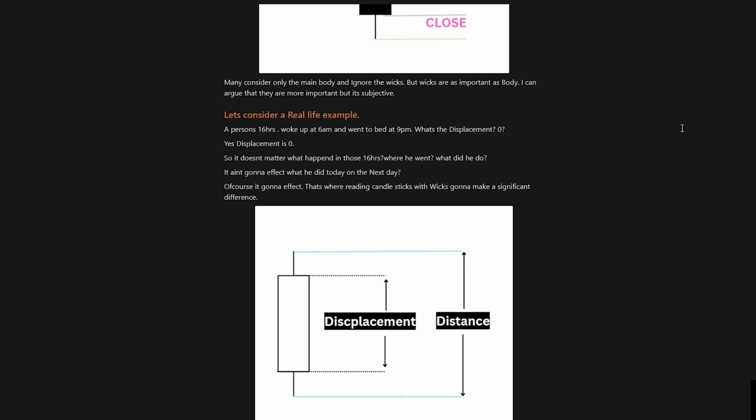So like displacement zero. So it doesn't matter what happened in those 16 hours. Well, if you are just considering the body, you woke up at the same place and went to bed at the same place, so displacement is zero. So what you did the whole day, the 16 hours, that doesn't matter. Or what did you do in those 16 hours, where did you go, all those things aren't going to matter.